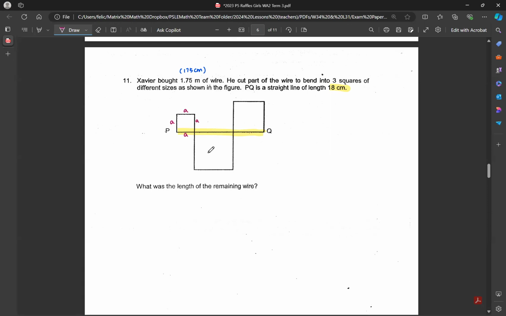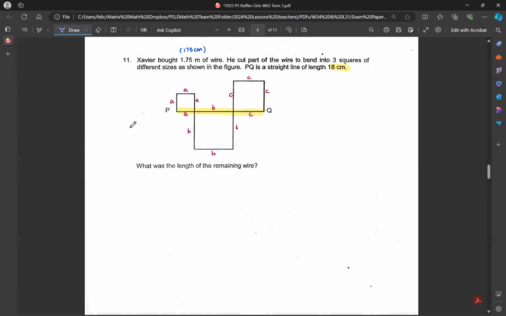All right. Now we shall go on to the next square. The next square, I can't call it side A anymore, so I'm going to call this side B. Give it a different alphabet because it's a different size. And lastly, C. Now, do notice that if I were to form an equation using ABC, your 18 is actually A plus B plus C together. So I shall write that down. A plus B plus C equals 18.